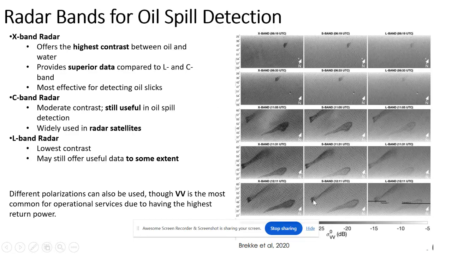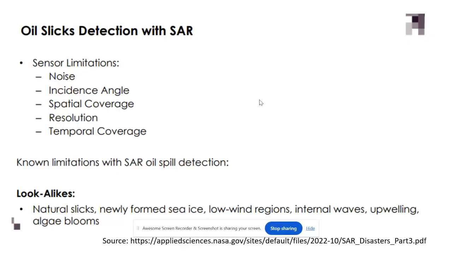L band is the lowest contrast. X band is the highest contrast. But the problem is there is no data. Open source data is very limited, and this is the limitation if we use the SAR data.